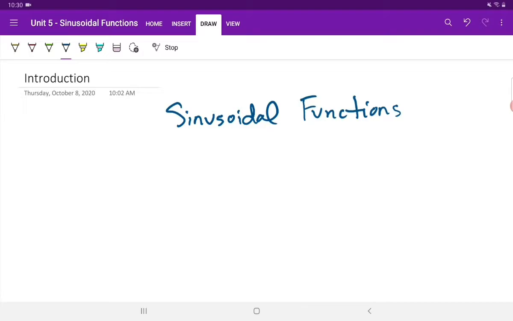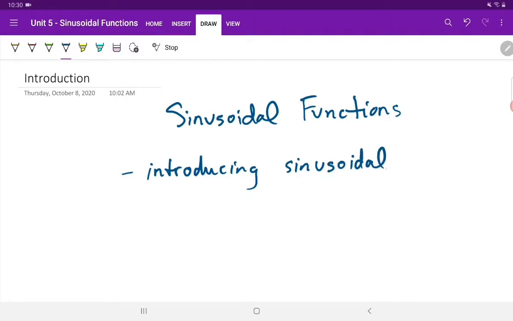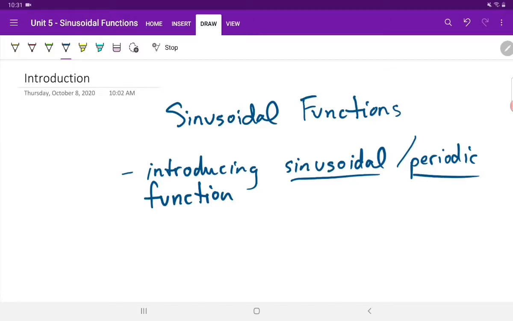But before we get there, I'm just going to quickly introduce what we're going to be going through in this unit. So the first thing is obviously we're going to be introducing what a sinusoidal function even is, or what a sinusoidal or periodic function is. So we're going to be looking at two different types of graphs where they're going to be specifically sinusoidal versus something that is just periodic. So I'm going to explain what that is. And that's how we're going to start things off.